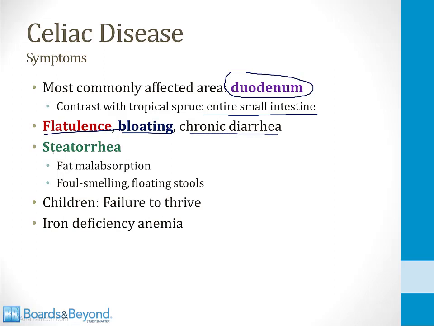And the diarrhea is a steatorrhea because, as you know, fats are absorbed in the duodenum. So these patients have fat malabsorption and foul-smelling stools that float, like we talked about before. In children, this can sometimes present as failure to thrive. They will be eating poorly and not growing well. And then finally, recall that iron is absorbed in the duodenum, so you can potentially develop an iron deficiency anemia when you have celiac disease.